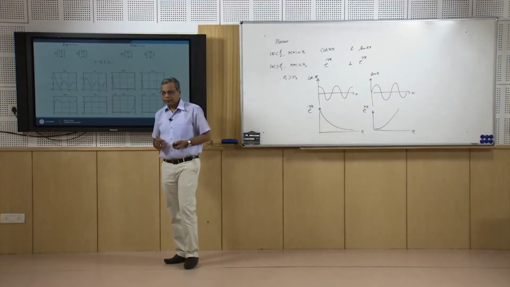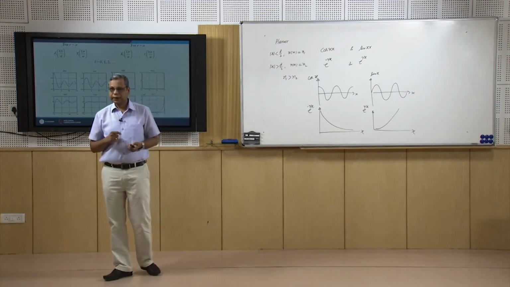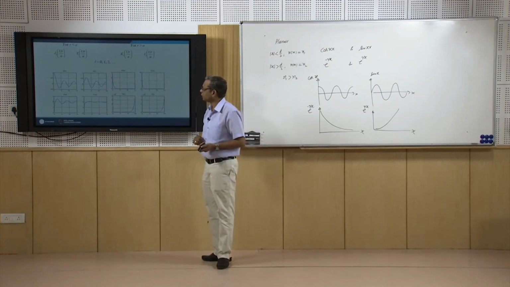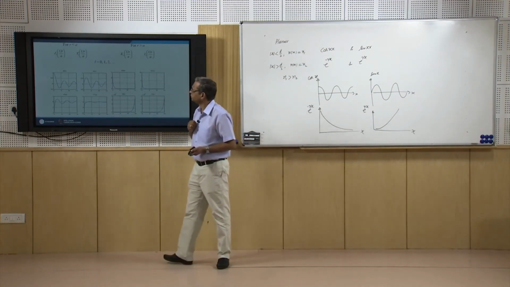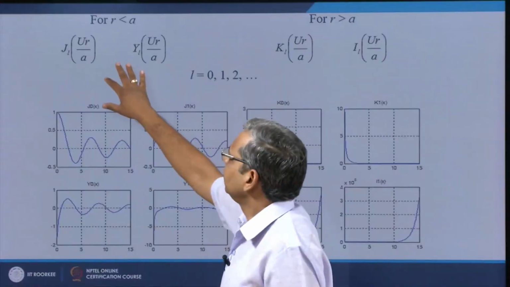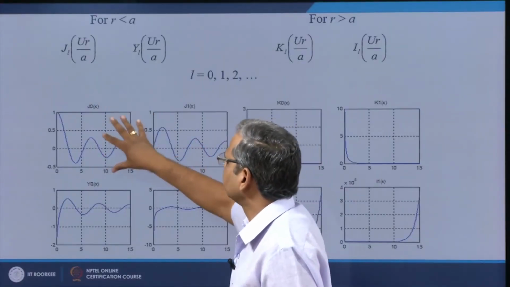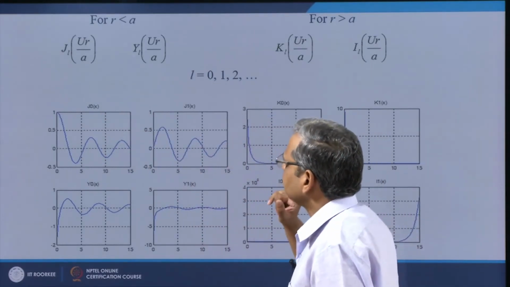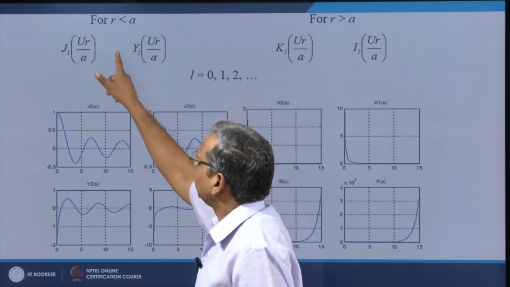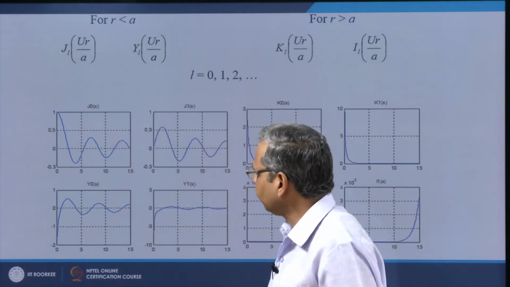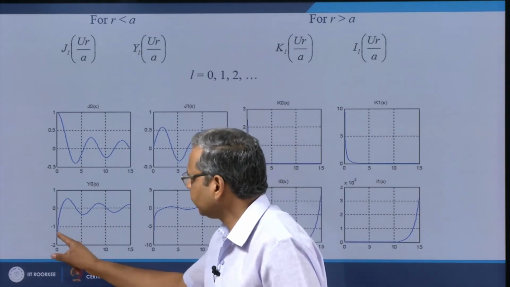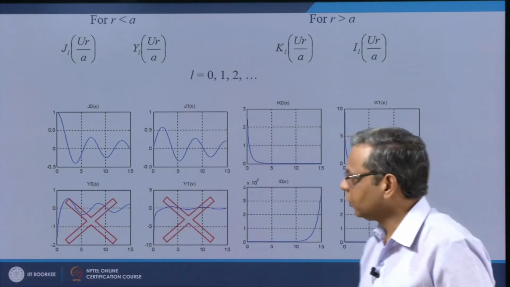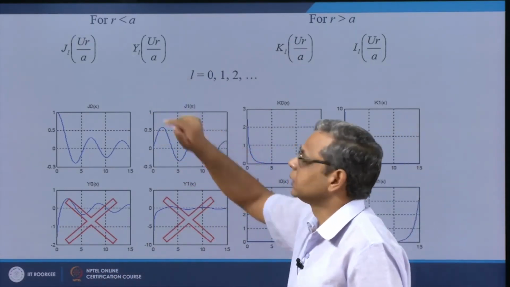Now remember that I want to find out the guided modes. So, which functions to choose in which region, that I will have to take care of. In the core, I need oscillatory functions. Of course, the solutions are oscillatory here, but I should pay attention that in the core I have r equal to 0, and these functions will blow up at r equal to 0. So, I cannot take these functions. I cannot include Bessel y functions in the core.